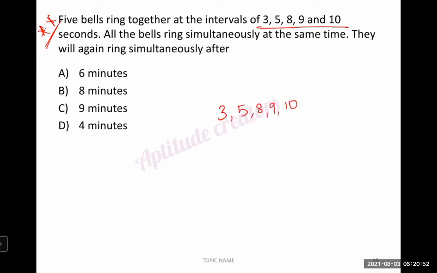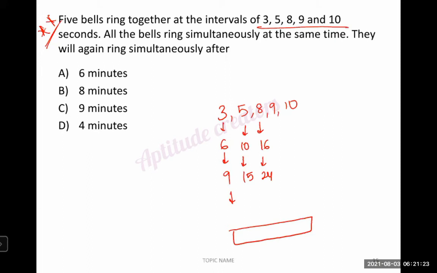Now here, the next multiple of 3 will come, that is 6, and the next multiple of 3 will come, that is 9. Here also the same, 10 and 15, and here also the same, that is 16 and 24. Like this it will come, right? If I go like this, I will get one constant number, but it will take more time in the exam, so I'm not going with this method.